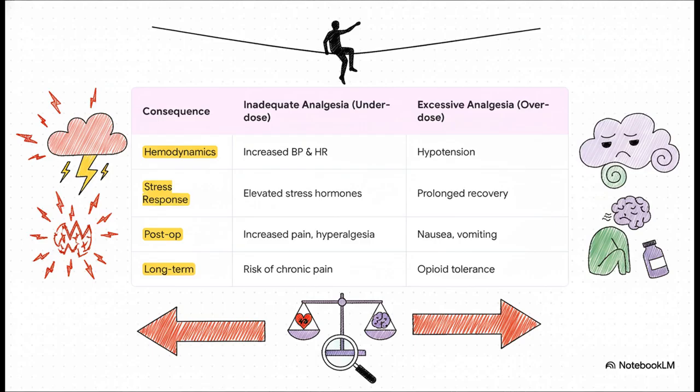But then you swing the other way. Overdosing on opioids? That's got its own list of problems. Scary hypotension, delayed wake-ups, respiratory depression, and all those miserable side effects we hate to see. It's just crystal clear that we need a better guide.